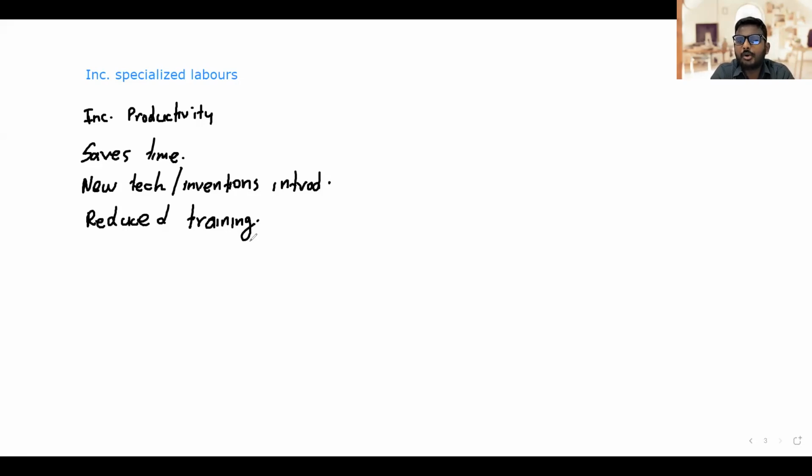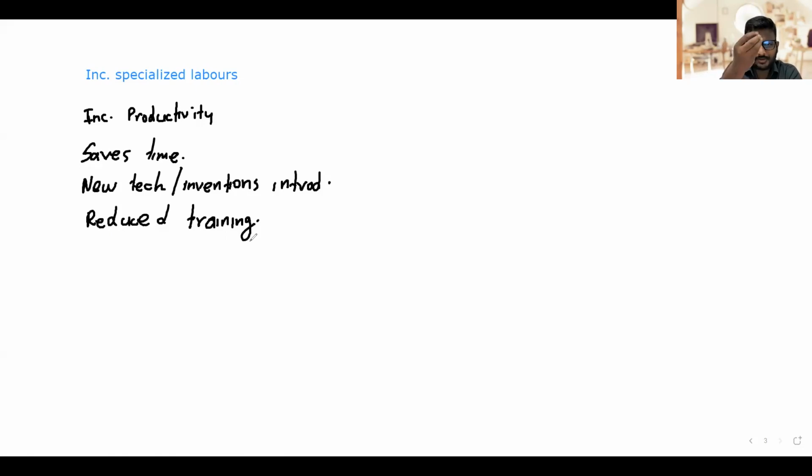Ultimately, everything is related to how this division of labor creates specialization, improves productivity, saves a lot of time. That might lead to some new technologies coming in, new techniques coming in, with people not wasting their resources a lot.